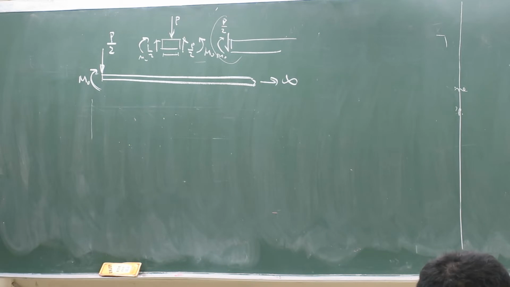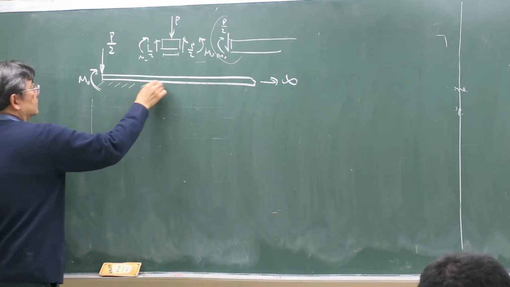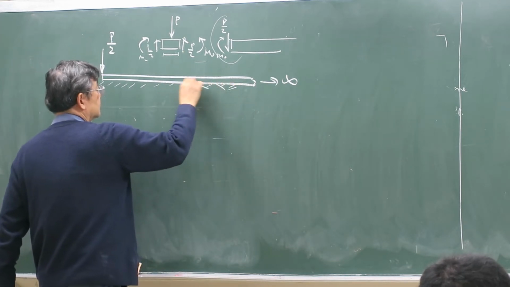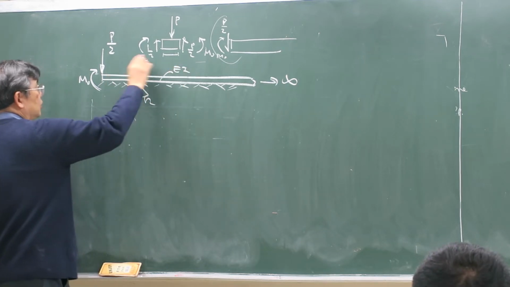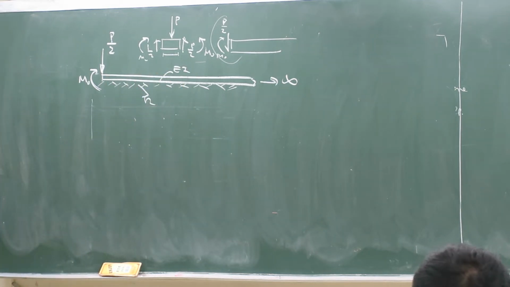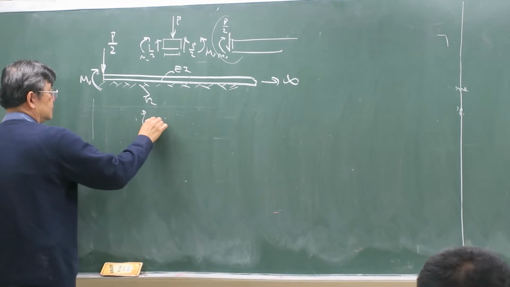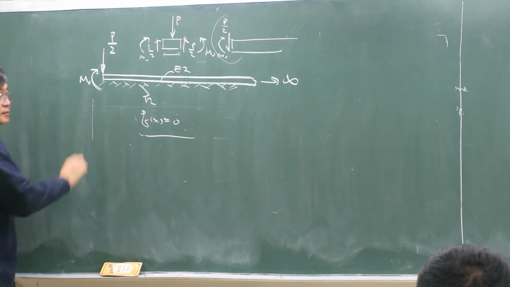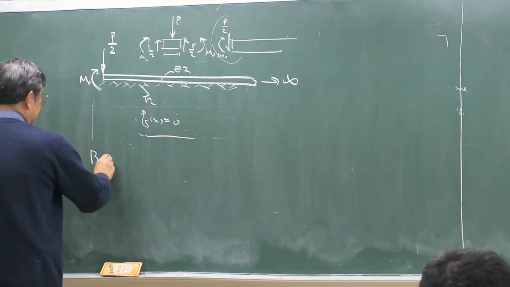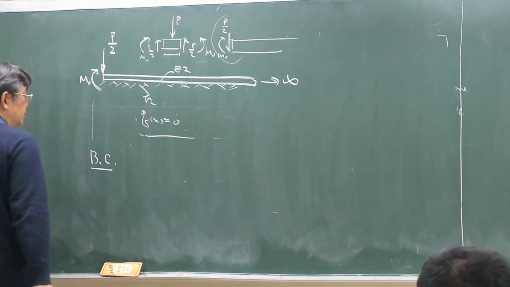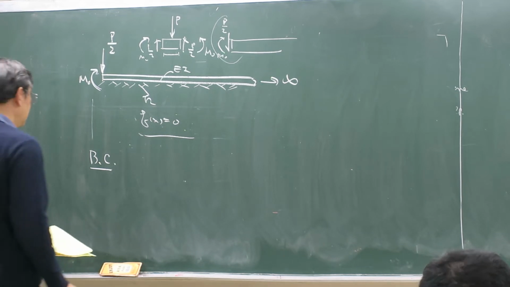Okay, and on elastic foundation with K and this EI, and q is 0. So we can directly use the homogeneous solution and the boundary condition. So what is the boundary condition? We have EI.